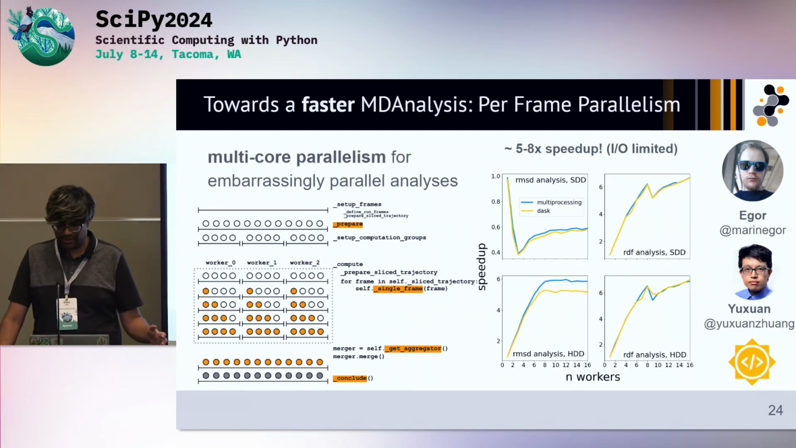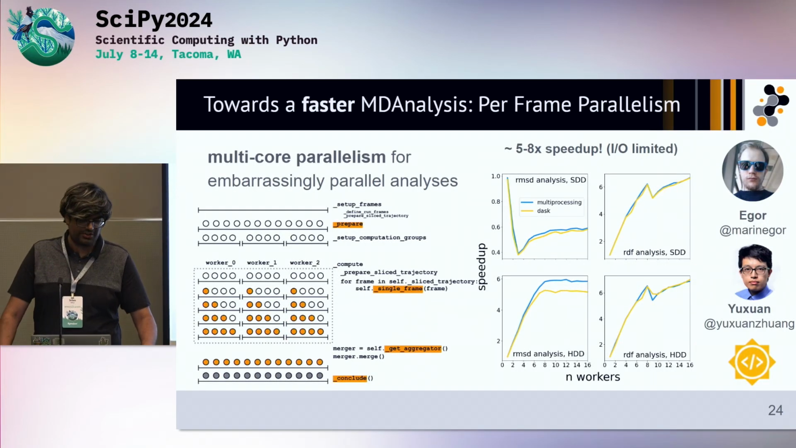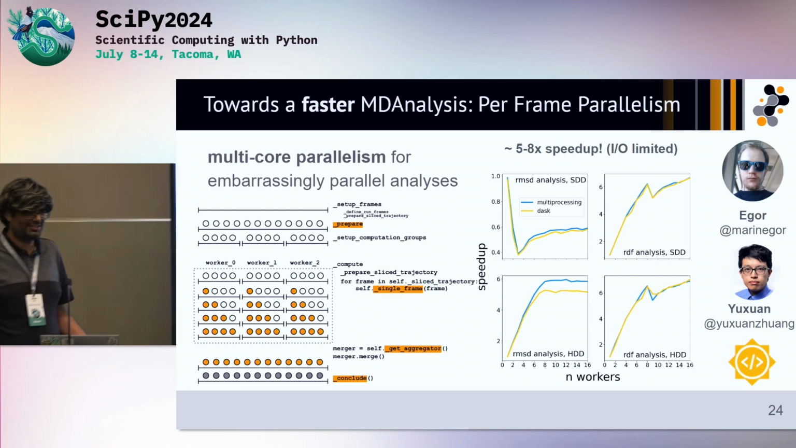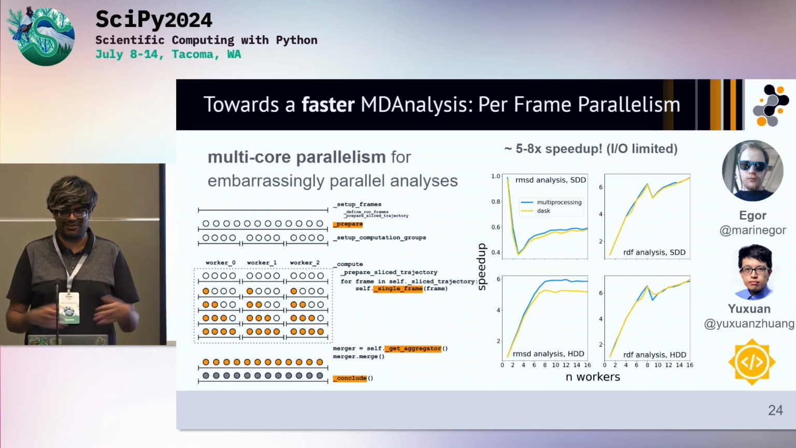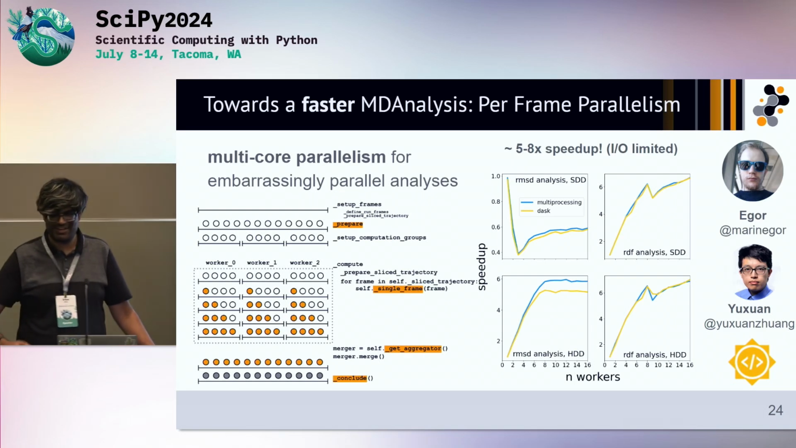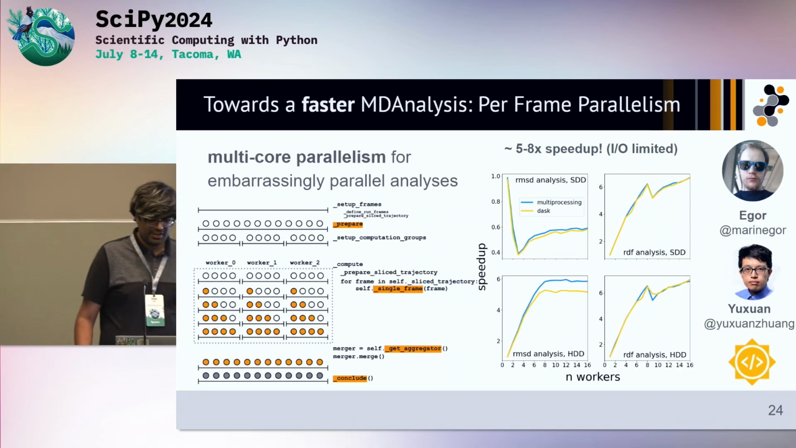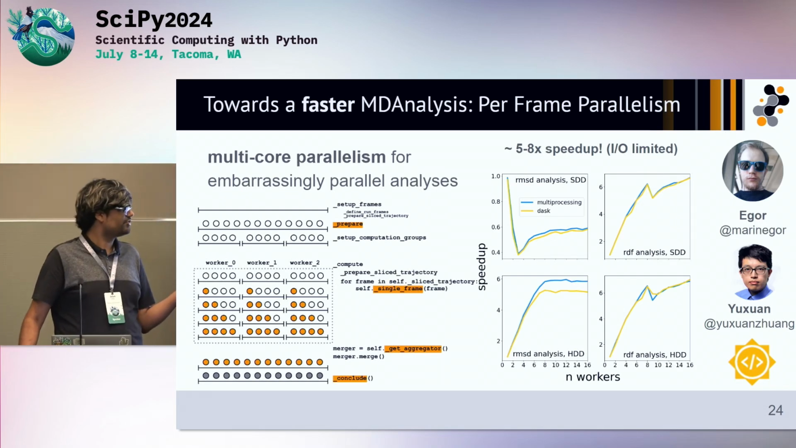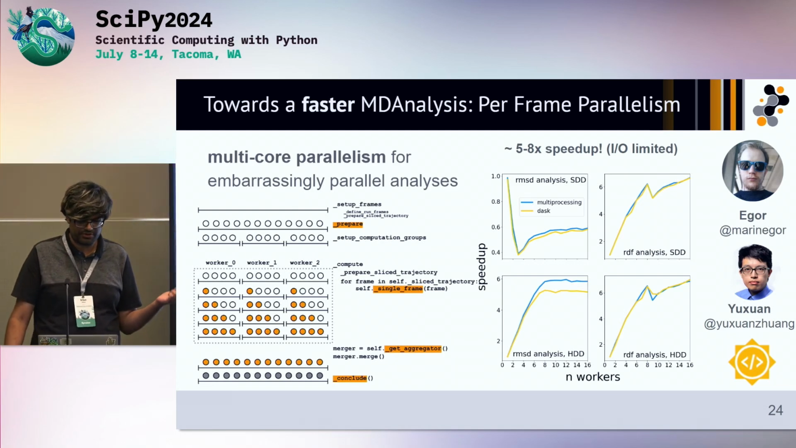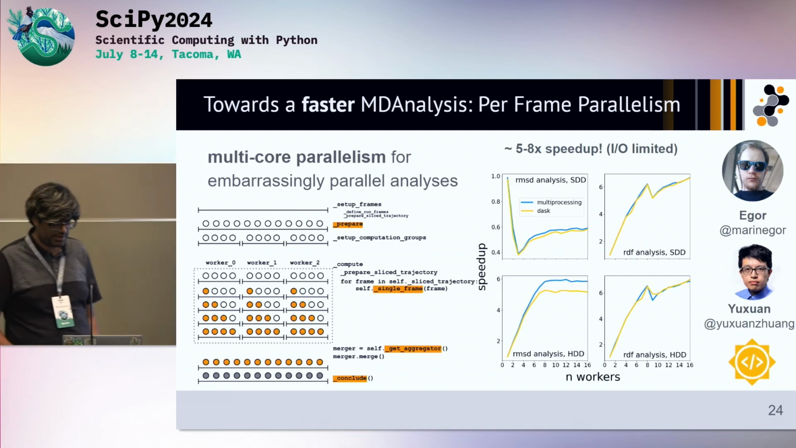We also do per frame parallelism. So thankfully, a lot of our analyses are embarrassingly parallel. If you're doing hydrogen bond analysis, each frame is independent, so you can do them separately. So this is work that started with Yuxuan in his Google Summer of Code 2-3 years ago. He's now a core developer for us.